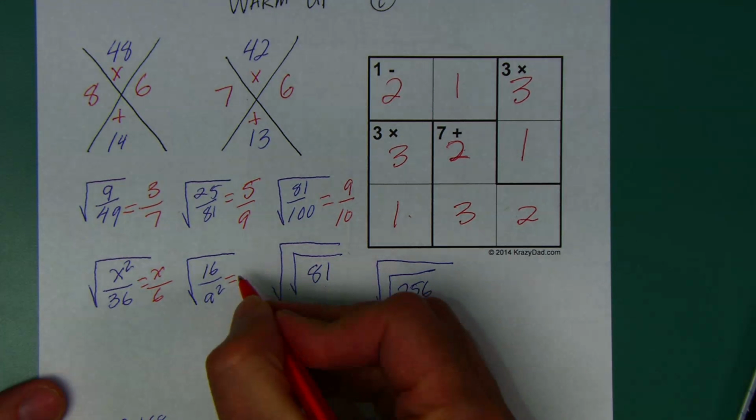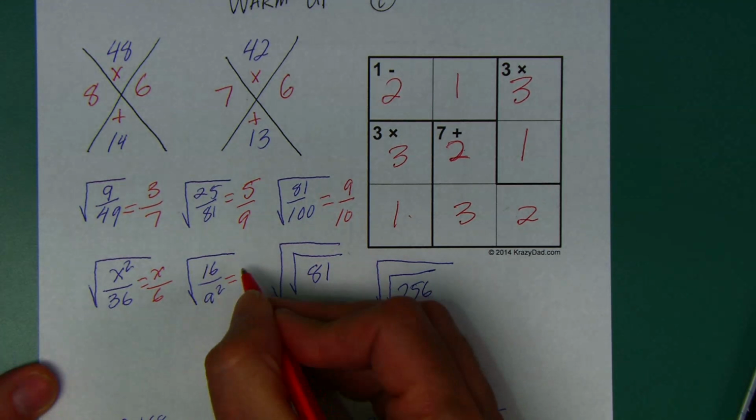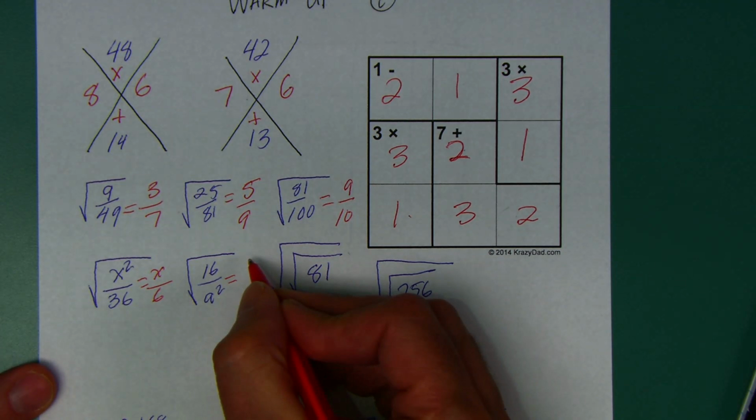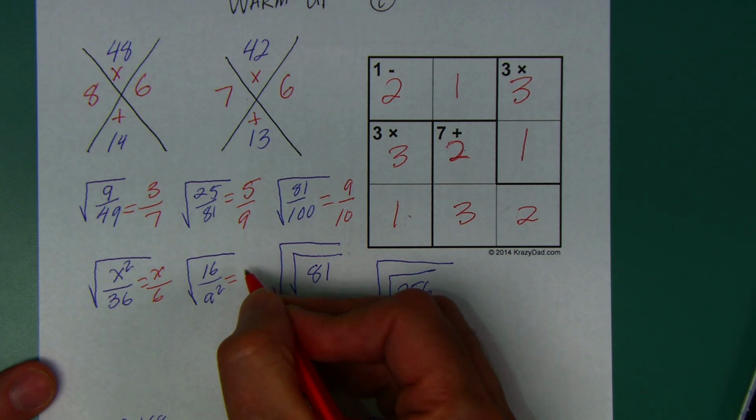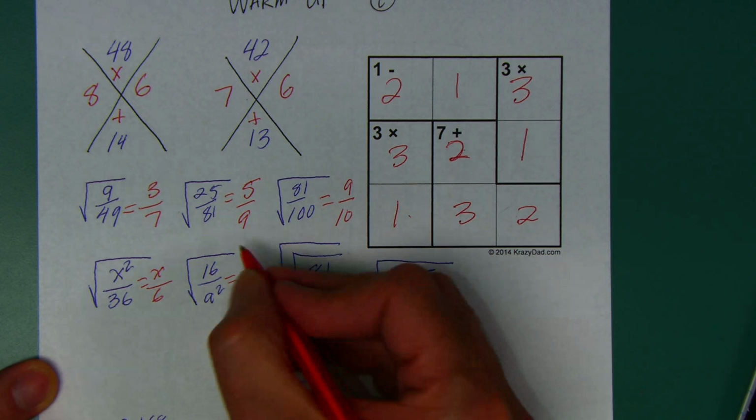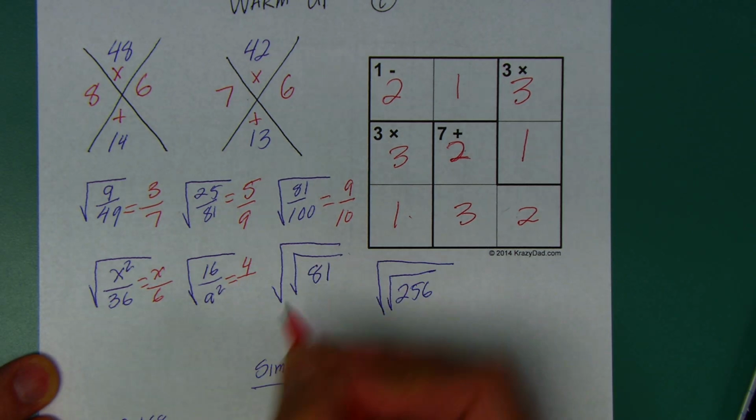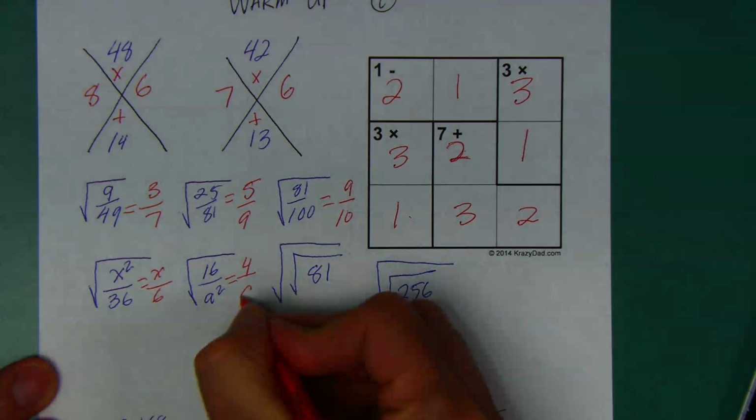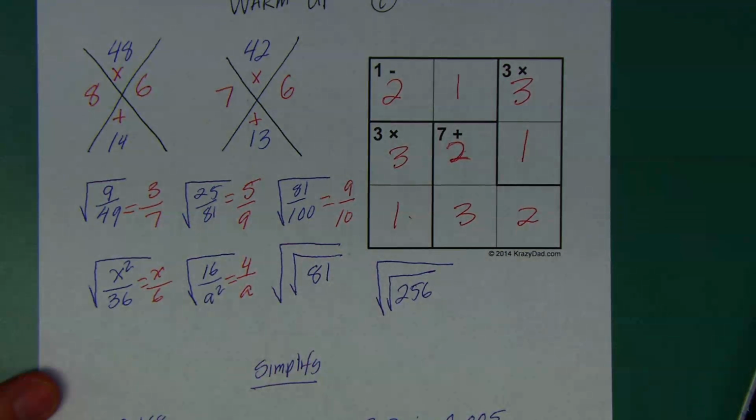Okay, what's the most popular wrong answer for the square root of 16? A lot of people want to put an 8 there because if you take half of 16, it's 8. But I don't want half of it. I want what number times itself. So that's going to be a 4. Now, what's the square root of a squared? A. So that's going to be 4 over a.